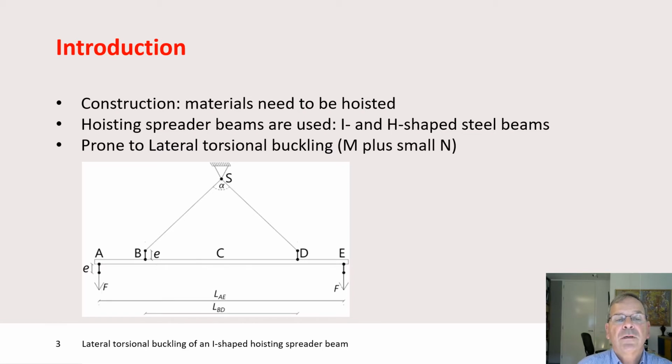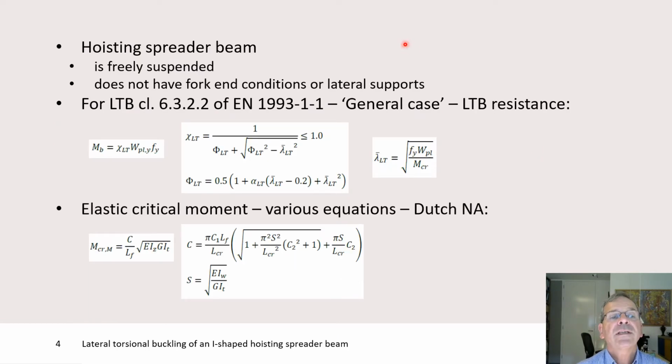Here you see a typical configuration where S is the suspension point and A and E are the points of load application and B and D are the points where the cables are attached to the hoisting beam. The eccentricity is small, e. The length between the points of load application is LAE and LBD is the length between the points where the cables are attached. A hoisting spreader beam is freely suspended and does not have fork end conditions or lateral supports.